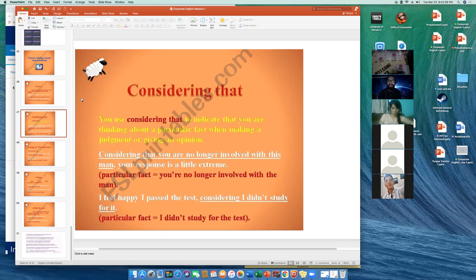Now, when you use "considering that," this is to indicate that you are thinking about a particular fact when making a judgment or giving an opinion. And so the example is, considering that you are no longer involved with this man, your response is a little extreme. There's a particular fact. You are no longer with that man, but your response is very extreme. Very fishy. I feel happy I passed the test considering I didn't study for it.